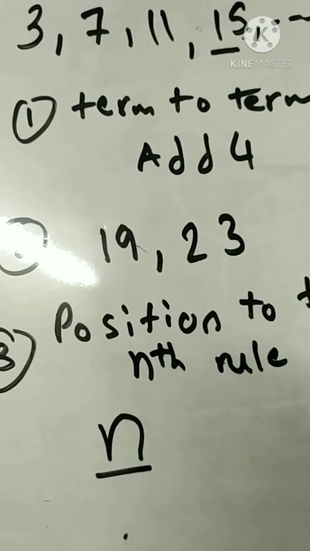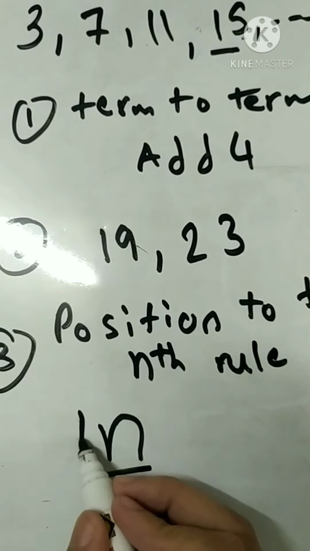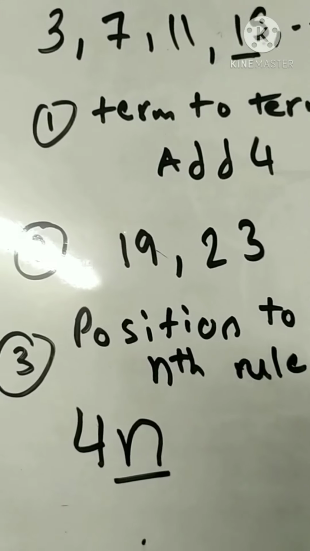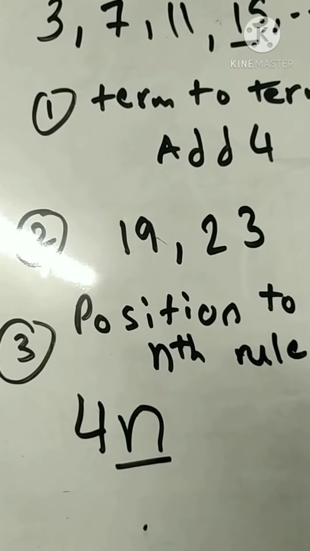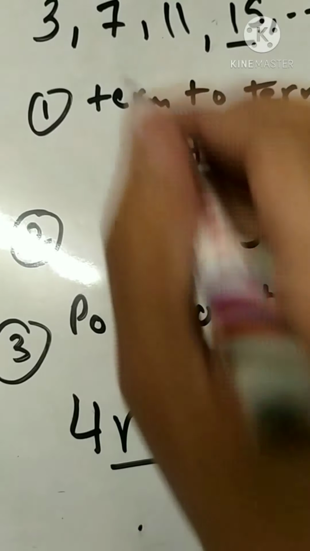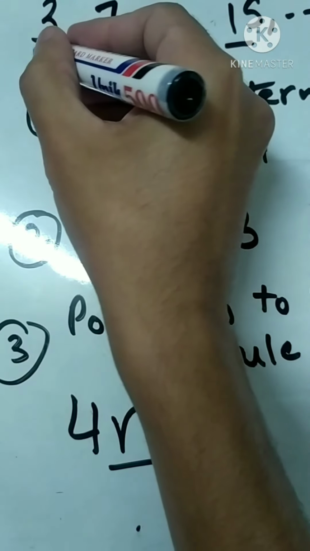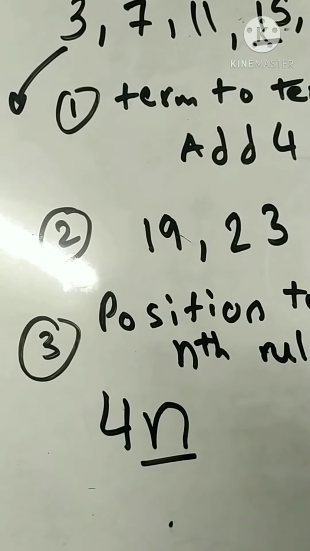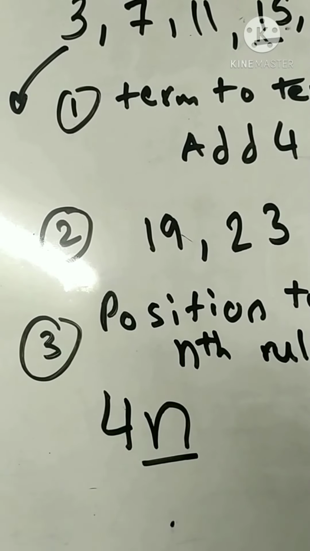Okay? In the sequence, we are adding 4 each time. So before n here, you are going to write 4. So it's 4n, and 4n means 4 multiplied by n. And then we want to know how to continue this rule. You will ask yourself if there is a number before 3. If there is a number before 3 in this sequence, you will know that 3 is the first term in this sequence.